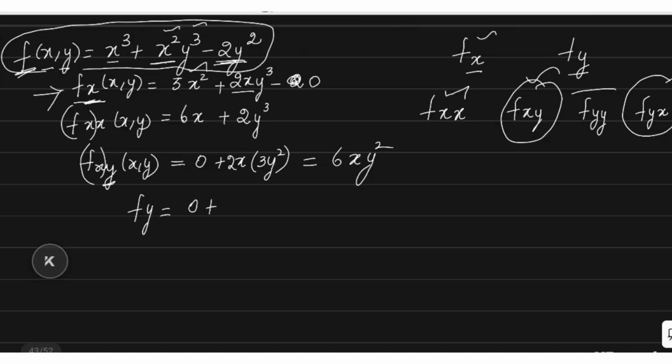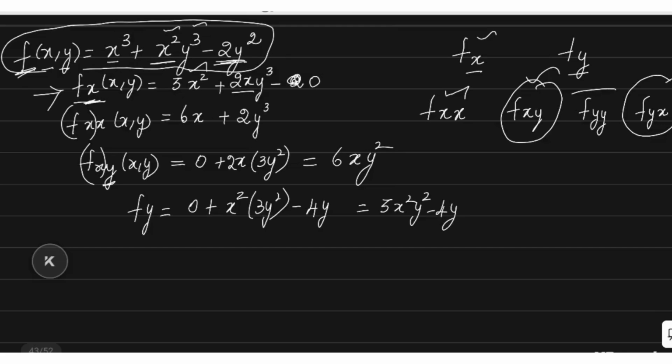Second term, I have product of two terms. So x square is a constant. Derivative of y cube is nothing but 3y square. Next term is 2y square. Derivative of that is 4y. So fy is equal to 3x square y square minus 4y.